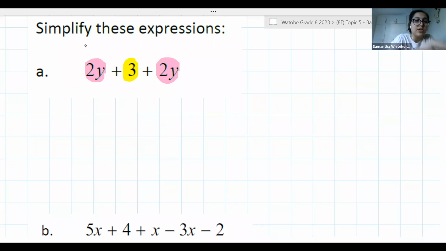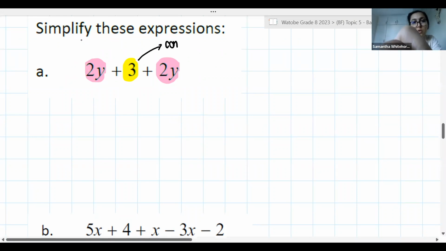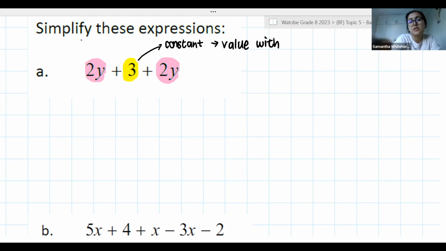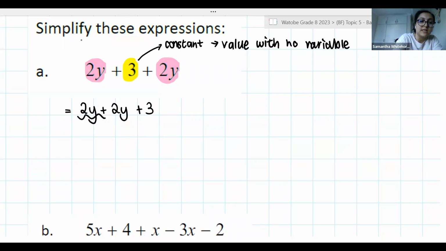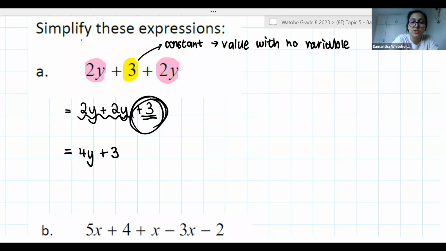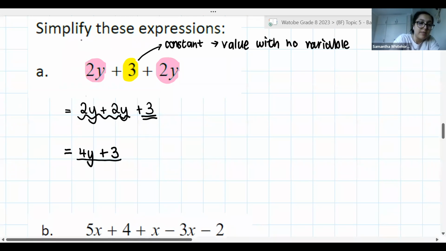Just as a side note, if there is a number with no variable, a number just by itself, this is what we call a constant. It is a value with no variable, and all constants need to be grouped together as like terms. Some people like to write the like terms next to each other: 2y plus 2y plus 3, so that they can easily add or subtract. Now that we know which terms we can add, 2y plus 2y gives us 4y, plus our constant 3. I can't add anything to the 3 because it has no other like term. It's just 3 by itself, so it stays plus 3.